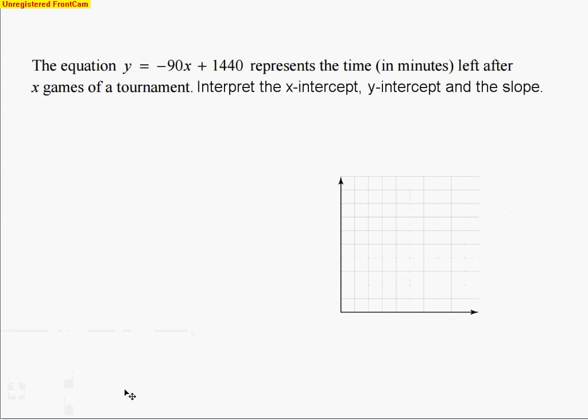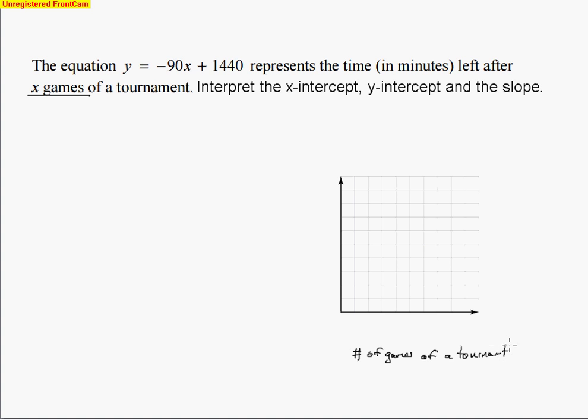Let's take a look at it, and it says the equation y equals -90x plus 1,440 represents the time in minutes left after x games of a tournament. So it tells me what x is right here. X is games of a tournament. So let's put in number of games. Number of games of a tournament.